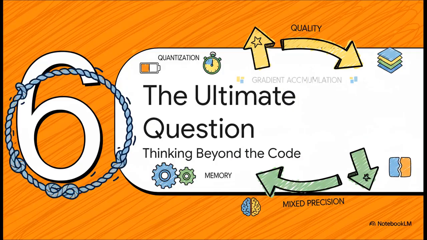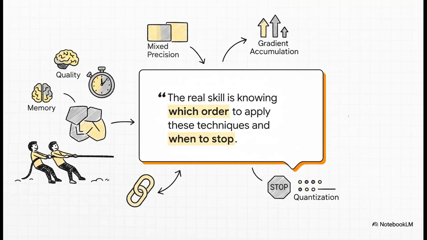All right, we've been deep in the technical details. Let's pull back for a second and think about the big picture. And this really says it all, doesn't it? The real skill here isn't just knowing these tricks exist. It's about having the judgment to know which one to use, in what order, and crucially, when to stop. It's more of an art than a science. You're navigating trade-offs, not just checking boxes.